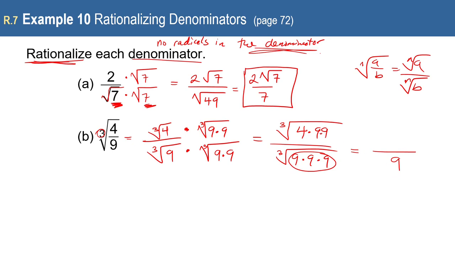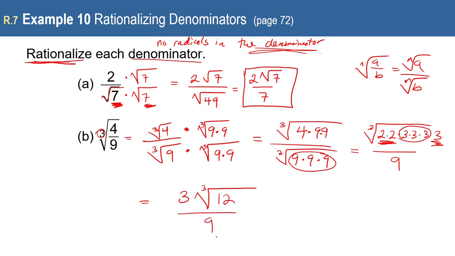Now for the top, we can break it down a little bit further. I can rewrite this as the cube root of 2 times 2 for the 4, and 3 times 3 for each of the 9s. We're looking for a group of 3, and so I can simplify this as 3 cube root. We have 12 left on the inside over 9. Now, we can actually reduce the 3 and the 9. That's perfectly fine. That reduces to a 1. That reduces to a 3.